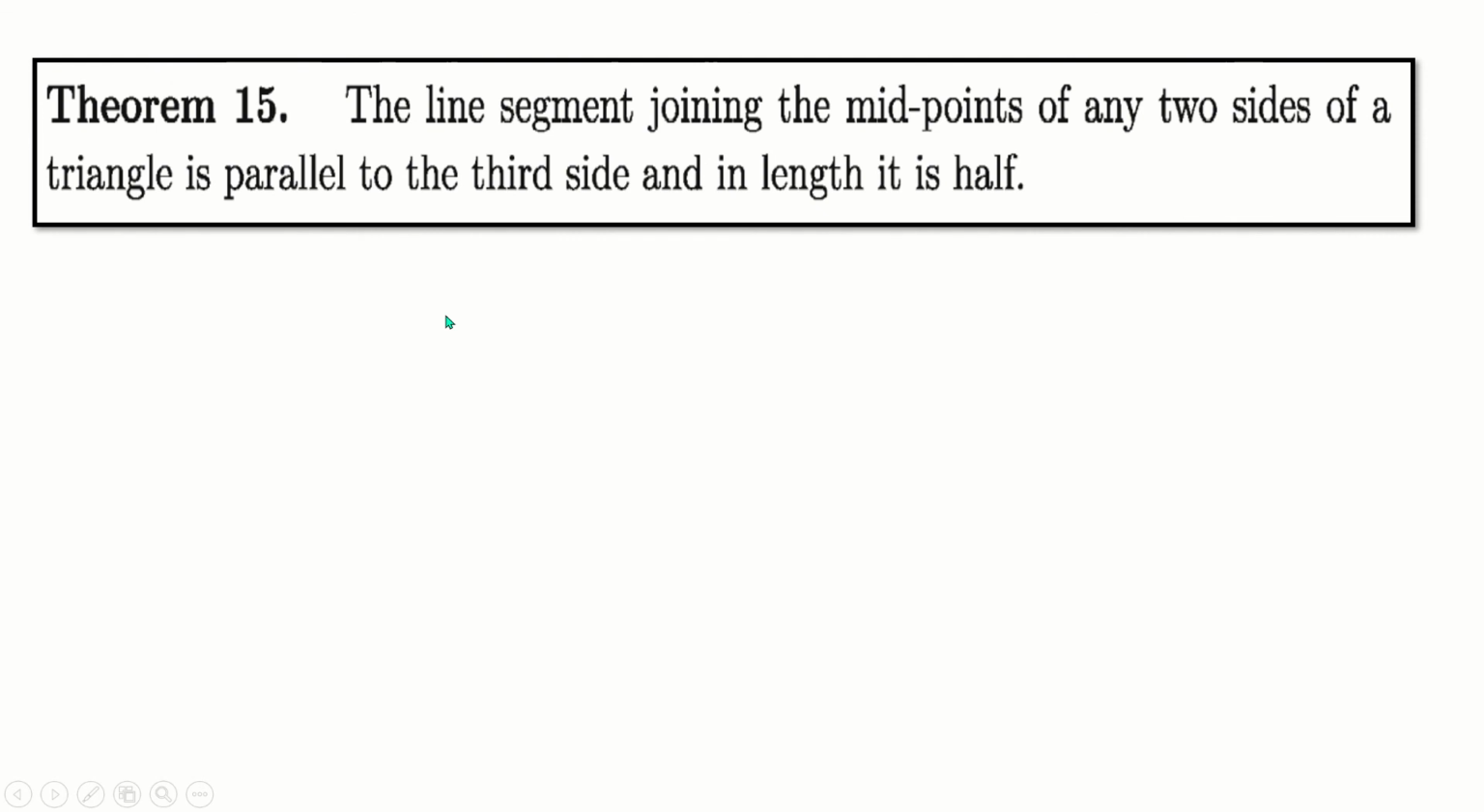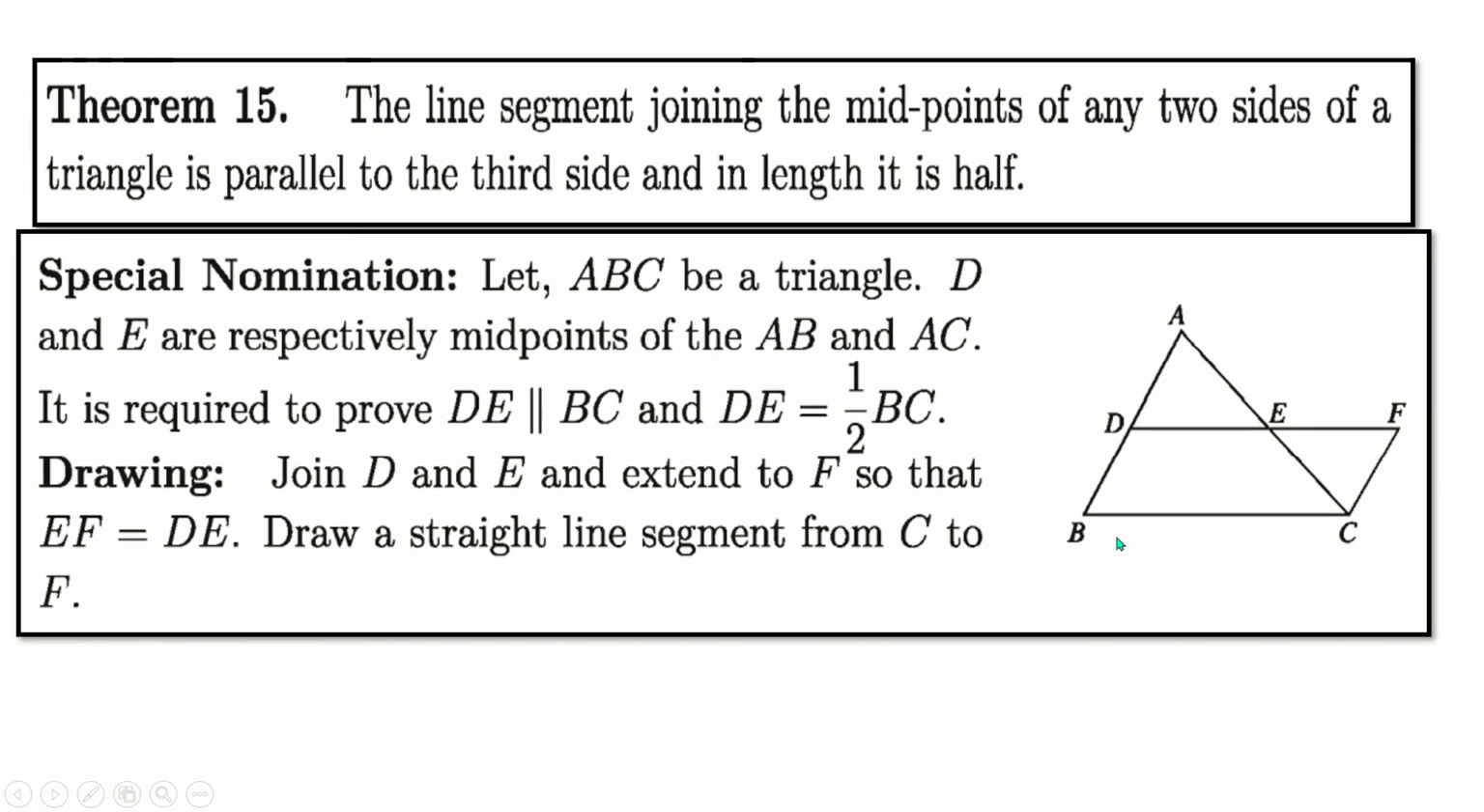Most important theorem, number 15. The line segment joining the midpoints of any two sides of a triangle is parallel to the third side, and in length it is half. That means ABC is a triangle, D and E are the middle points of AB and AC. The line joining the middle points means DE. DE is parallel to BC, and also the length of DE is half of BC. Clear?